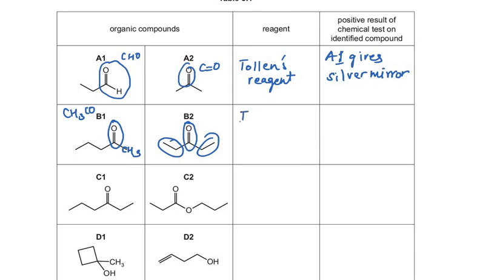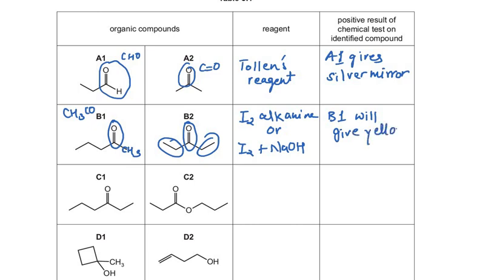So the reagent is alkaline iodine. Alkaline iodine can be written, or you can write iodine plus NaOH. That is also acceptable. Now B1 will give yellow precipitates. That is the positive test, because it is going to produce triiodomethane, which is yellow in color.